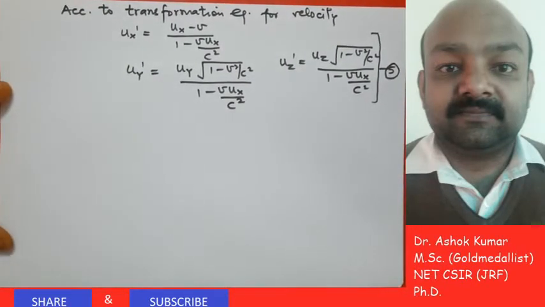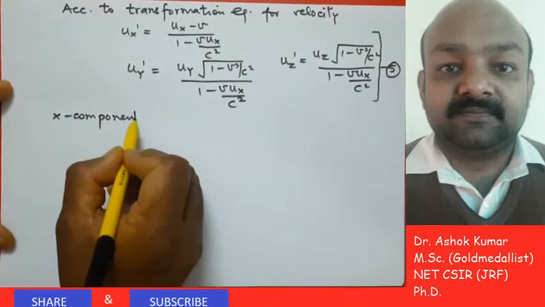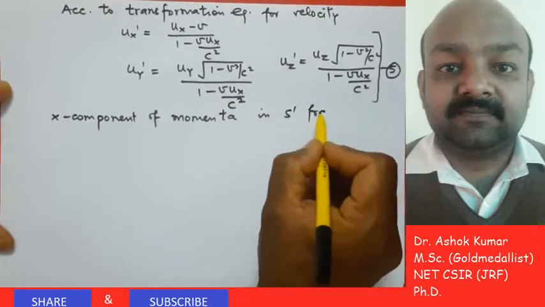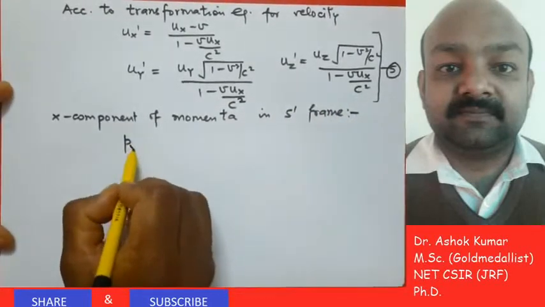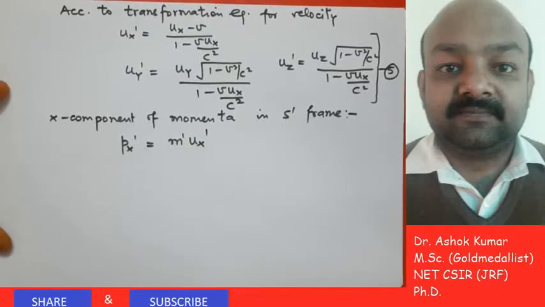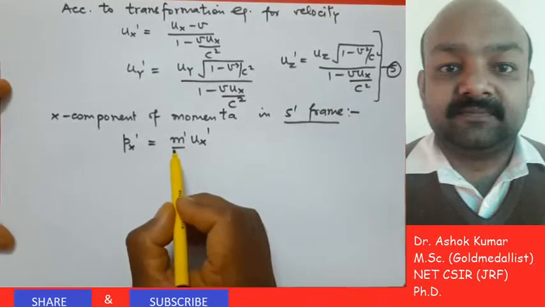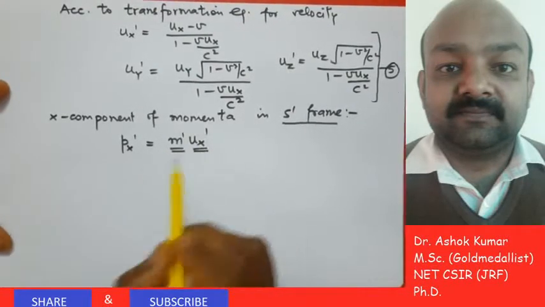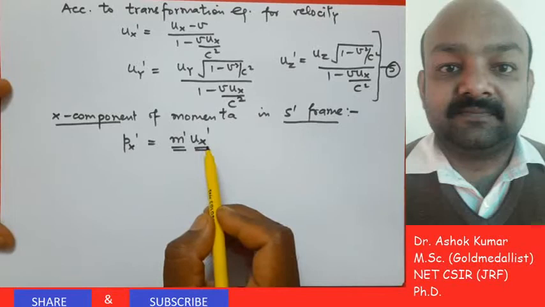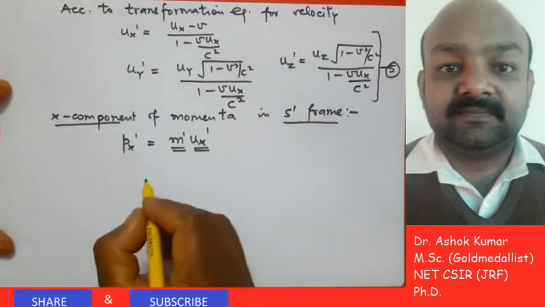So dear friends, as we know, the x component of momentum in S dash frame is given by mass into velocity in S dash frame. So we have taken the mass of the particle in S dash frame and the velocity of the particle in S dash frame. As we are finding the x component, we have taken the x component of velocity, so it gives us the x component of momentum. So now we just have to substitute the values.